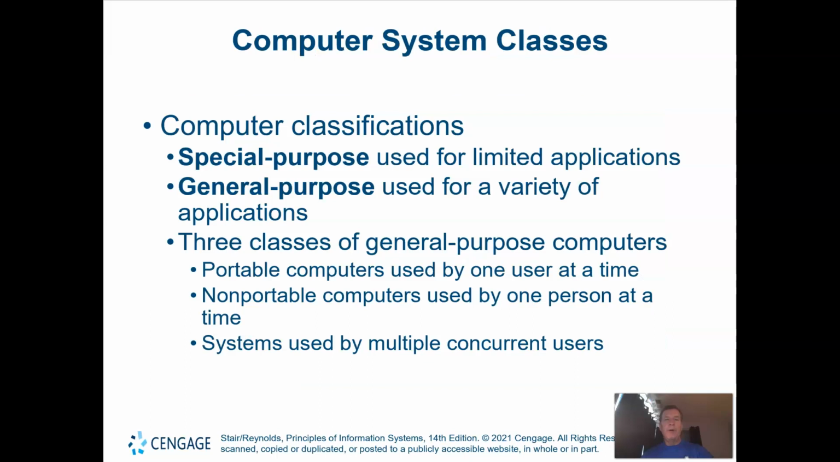Okay, so moving then to computer system classes, right? In general, computers can be classified as either special purpose or general purpose. Special purpose computers are those used for limited applications, maybe the CIA or NASA. Most of us are using general purpose computers, used for any variety of applications, including business applications that we would use at work or in college, for example.